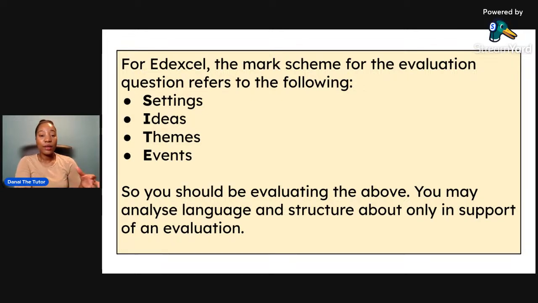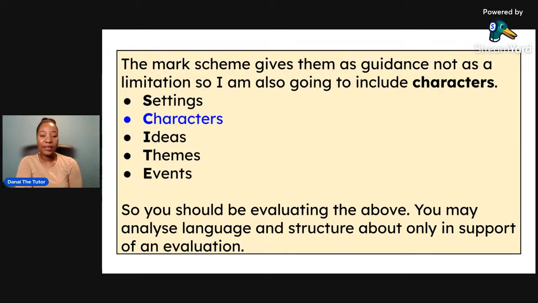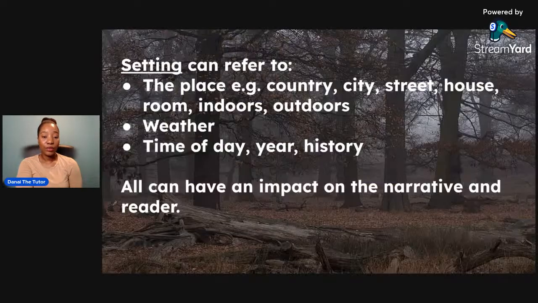Like I said, the mark scheme talks about settings, ideas, themes, and events. So we are going to look at what those things actually mean. Even though it does talk about settings, ideas, themes, and events, you're not limited to that. You could also talk about characters, for example. You can also analyze language and structure, but only do that to support your evaluation. So we'll look at how that looks later on.